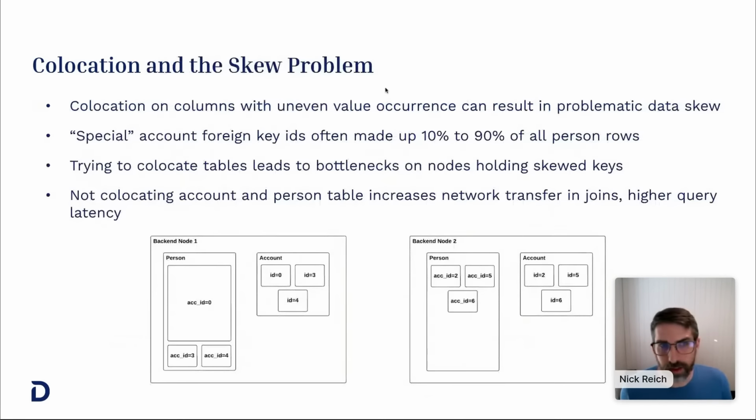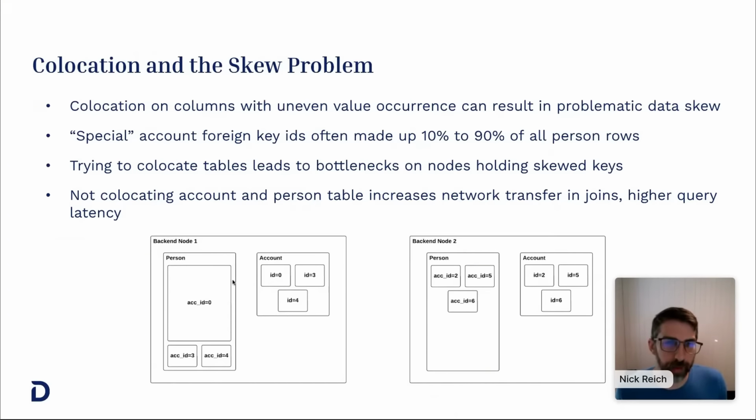There are some caveats to colocation, and we ran into some of these with the skew problems. Because you're distributing the data by these columns, if you have a very uneven distribution of those keys, like we've had in some of our tables, that can really result in problematic data skew. So what we found is our person table contains a number of what we call special account foreign keys, and those IDs could make up 10 to 90% of all person rows. So you might end up with a situation where you have this account ID 0, which makes up a huge number of objects in the person table.